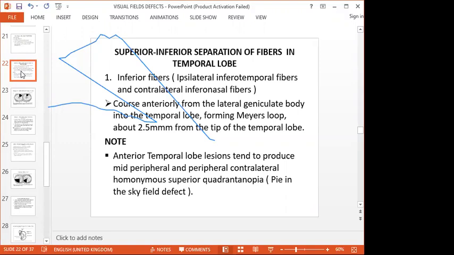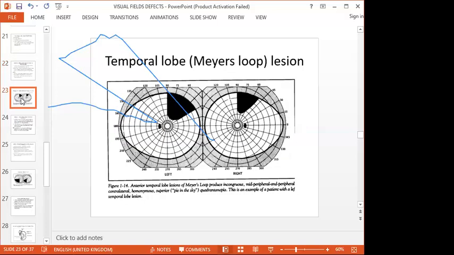Okay, hemianopia is half, quadrantanopia is quarter, which they call pie in the sky. Sometimes very superiorly, they are quadrant. They call it pie in the sky defect. It's a quadrantanopia, and the pie in the sky defect is from anterior temporal lobe lesions. Temporal lobe lesions, pie in the sky.